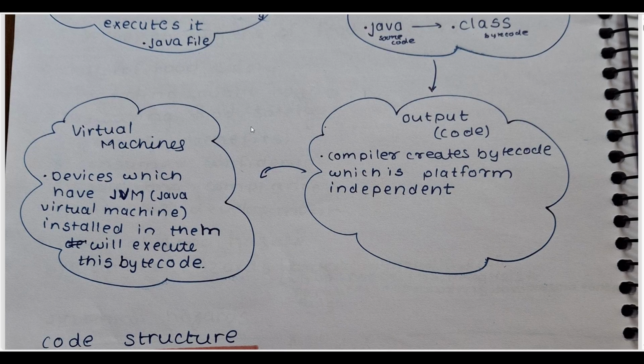Now here comes JVM in the picture. Now bytecode still can't run on its own. It needs JVM. And what is JVM? Java Virtual Machine. JVM is installed on the system. So whenever we run a Java program, JVM takes the bytecode and converts it into machine level instructions. That's why Java follows the concept write once, run anywhere. You can write your code once and run on any device possible, but that device should have JVM installed.